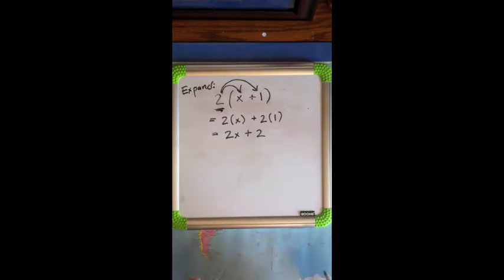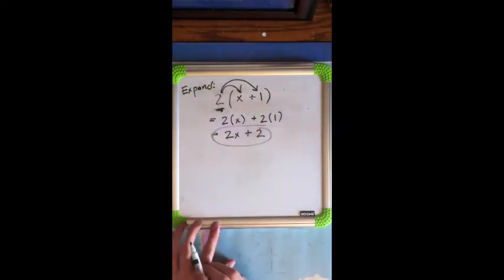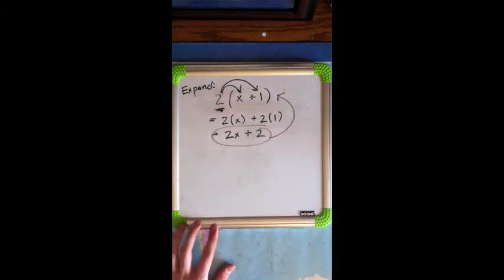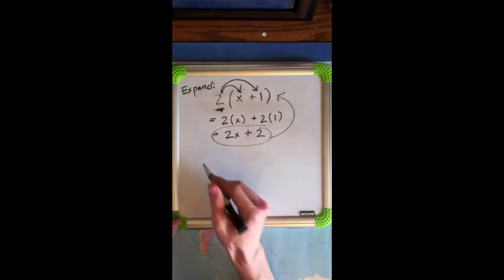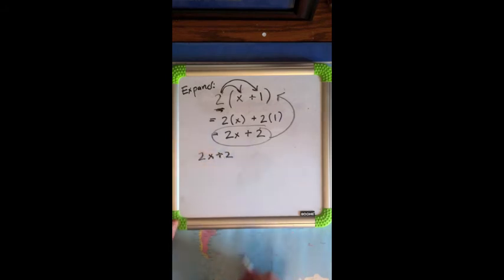But now we want to take this step and get back to this. And what that's called is factoring. Factoring is the opposite of expanding. So let's take our binomial 2x plus 2 and try to factor it. So how do we do that?